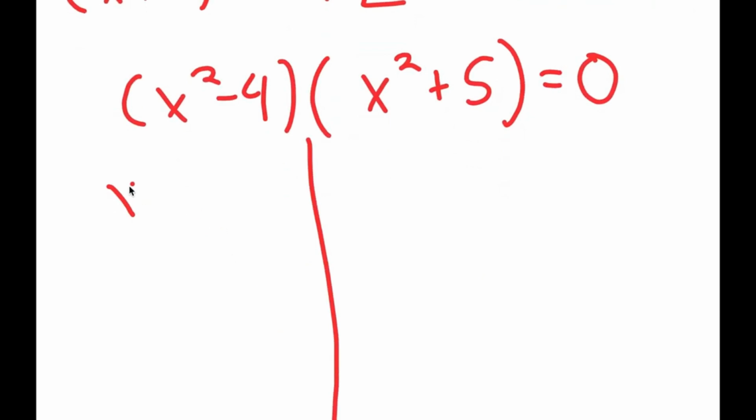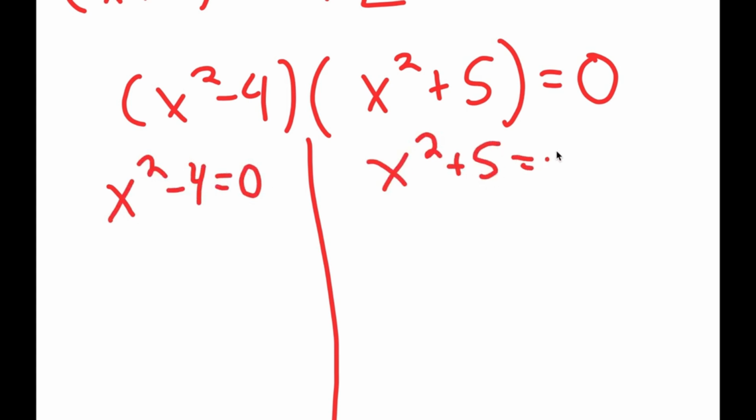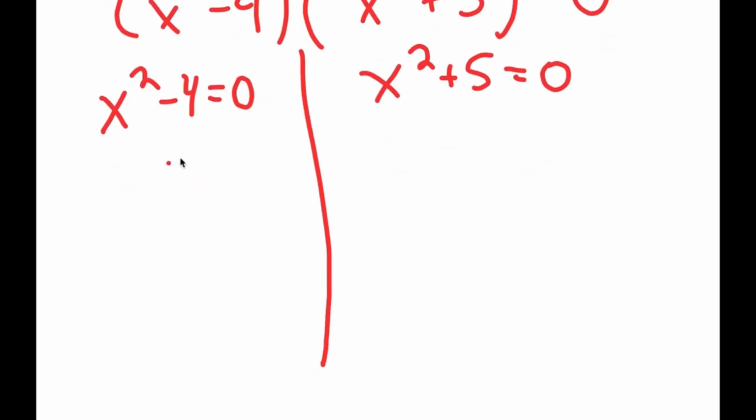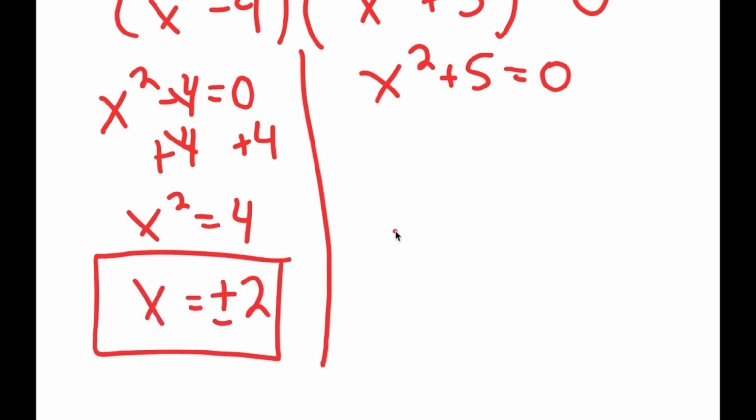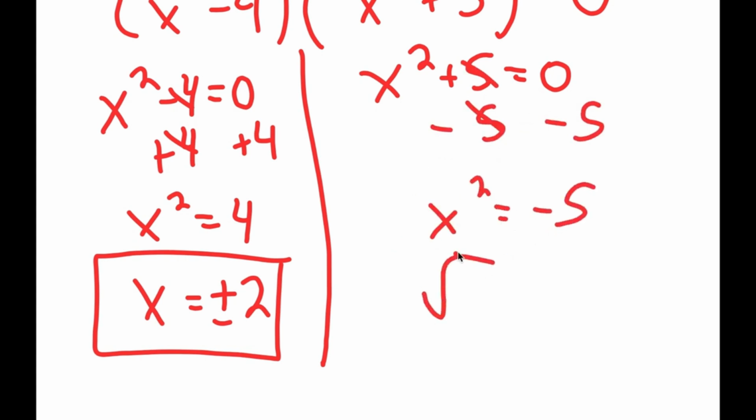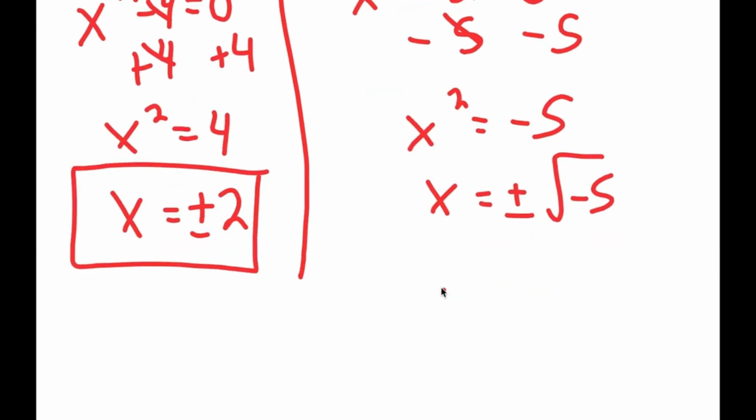Now this gives me two equations. I get x squared minus 4 is equal to 0, and I get x squared plus 5 is equal to 0. So for x squared minus 4 equals 0, I can add 4 on both sides. So I get x squared is equal to 4, and this is equal to positive or negative 2. And for x squared plus 5 is equal to 0, I get x squared is equal to negative 5, and I get x is equal to positive or negative square root of negative 5, which is equal to positive or negative square root of 5i.